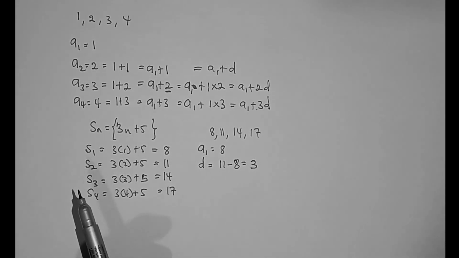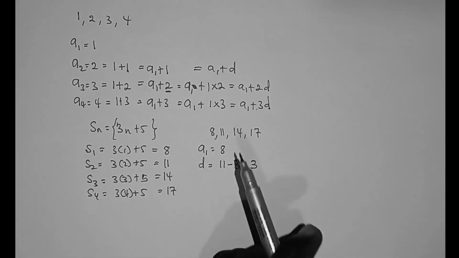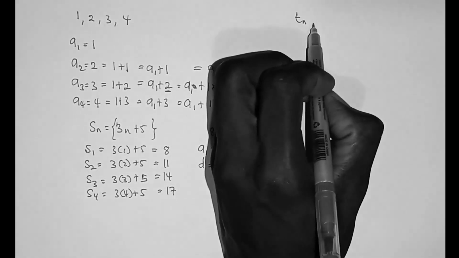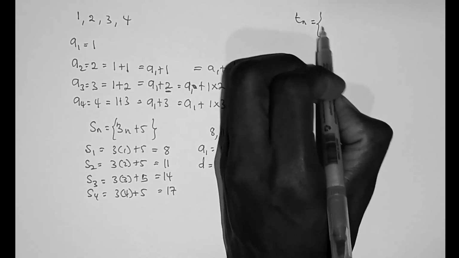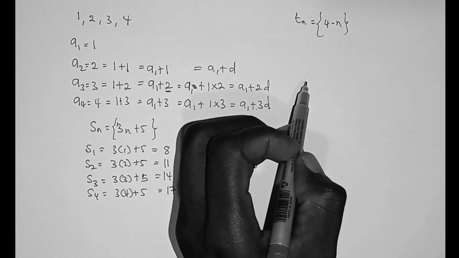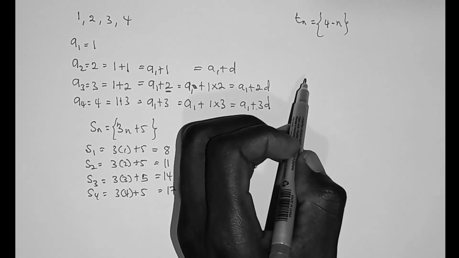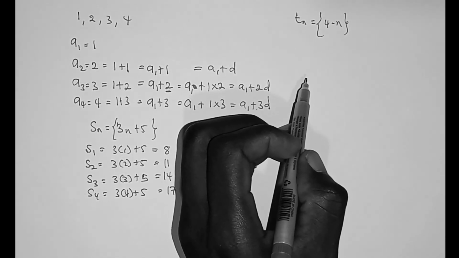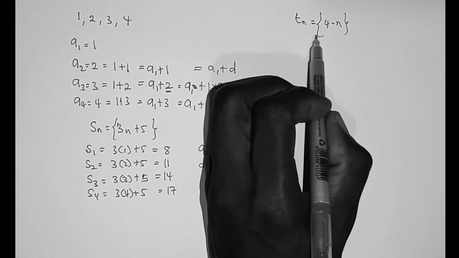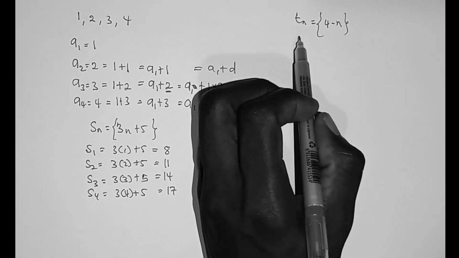Now, we also have another question here. It says that we should show that the sequence Tn equals 4 minus n is an arithmetic sequence. Find the first term and the common difference. So this one too is the same thing. We need to just find the first few members of this sequence.